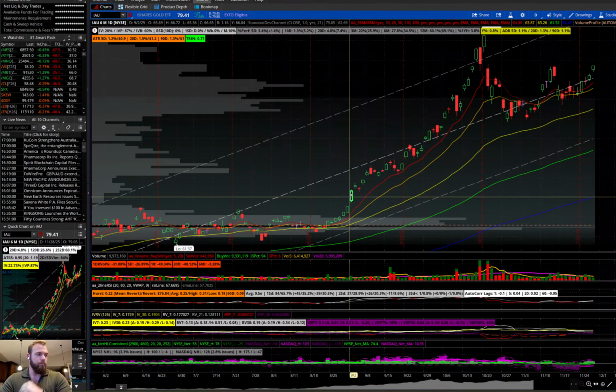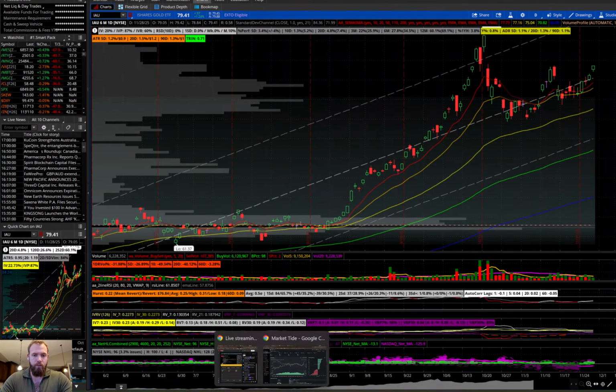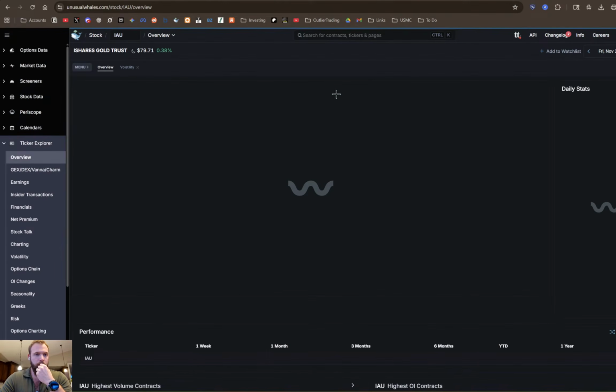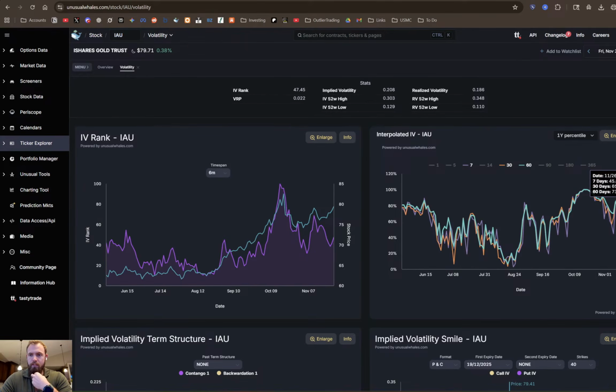And if we take a look at what the volatility in IAU looks like, we'll chart out super quick what the percentiles look like for these longer duration, midterm duration options.